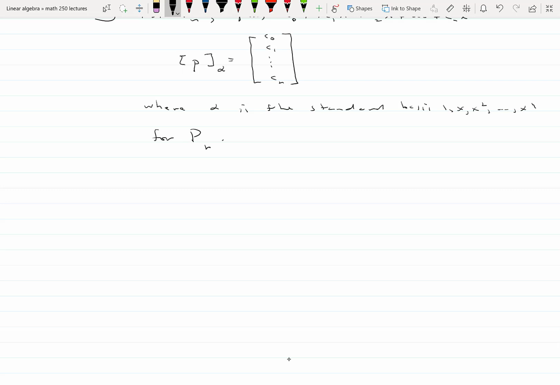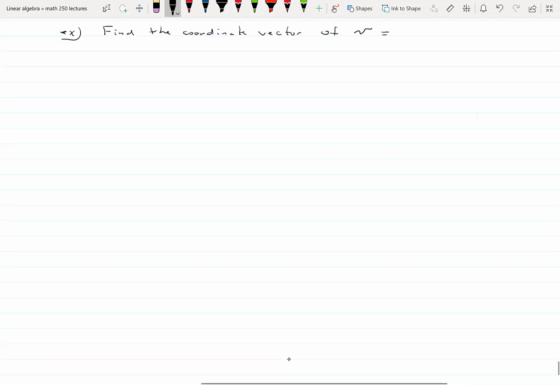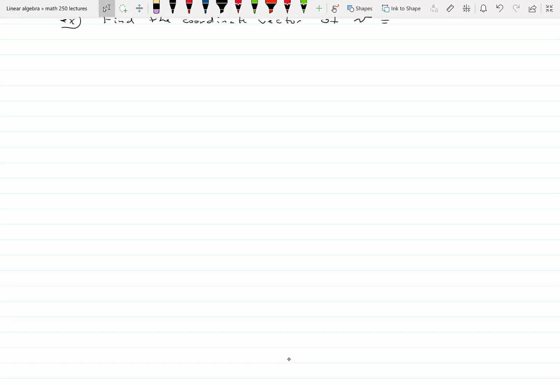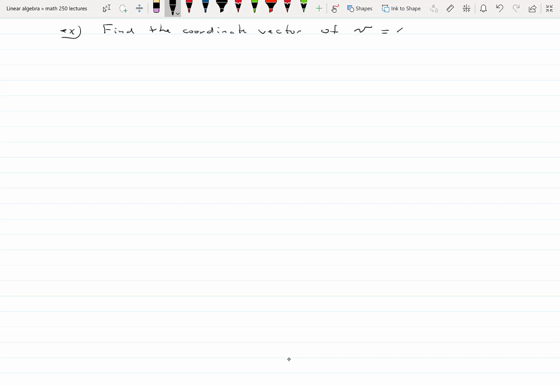So what I'd like to do is one example to end our section on finding the coordinate vectors of a particular vector in a vector space relative to some non-standard bases. Okay, so for example, find the coordinate vector of the vector v equals, let's say, we'll be in P3. So x cubed minus 2x squared plus 3x plus 5.